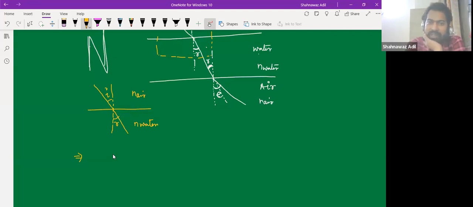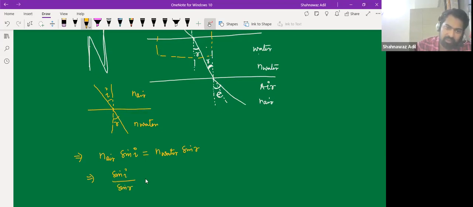Whatever I told you guys in the earlier case, how should we remember Snell's law, right? So what would be Snell's law for this case? N air into sine of I equals N water into sine of R. This is the way I have told you guys to remember, right? Then sine of I divided by sine of R would be N water divided by N air. This is sometimes written like N2 by N1. Just remember this. Yes, sir.